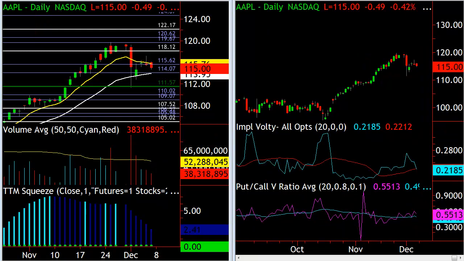Okay, so what I've done is I've just changed the volume there with implied volatility. So this just shows a rise in implied volatility and, of course, a decline in implied volatility, and typically it always reverts back to the mean, so it's good to know where it is. So if we look at Apple, Apple obviously is a big part of the NASDAQ right now.